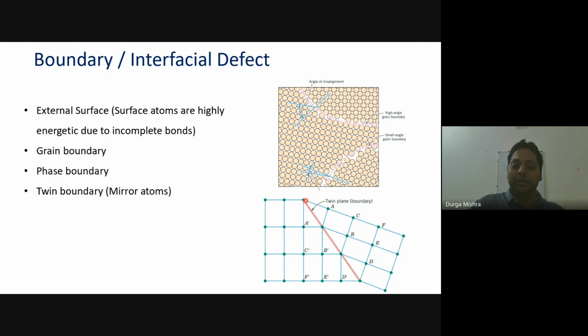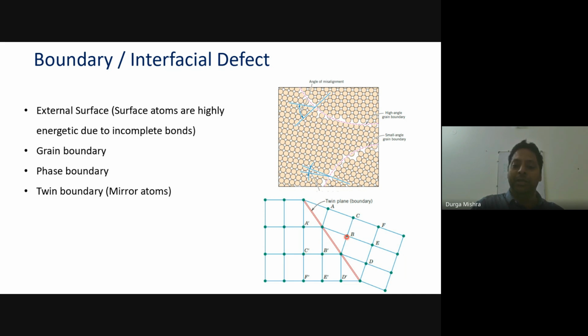Now if I draw a boundary along this line, it looks exactly like a mirror. That means if I look at the atoms on both sides of this plane, this is a two-dimensional thing, they will be just mirror images of each other. So for example, A prime is a mirror image of A, and C prime is a mirror image of C.